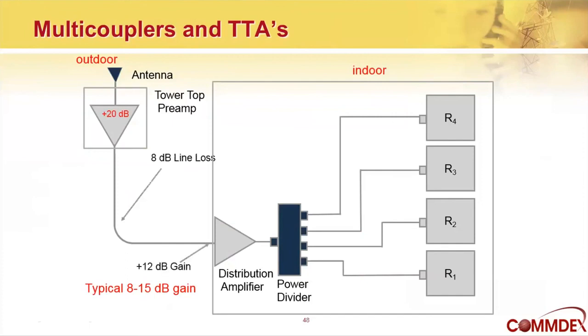So the type of gains and losses we're talking about, the tower top amp itself might typically be a fixed gain 20 dB preamp. Then you might have 8 dB of line loss, which would be a pretty long line to have 8 dB of loss, but it's possible. Then you might have a 12 dB gain indoor amplifier. Your total system gain then is anywhere from 8 to 15 dB, and you can adjust the gain of the indoor amplifier. But you don't actually adjust the gain in the amplifier, you put pads in there to bring it down.